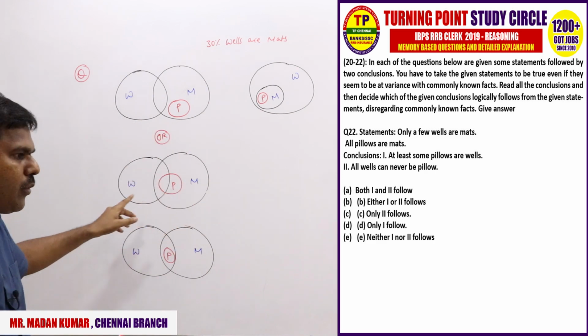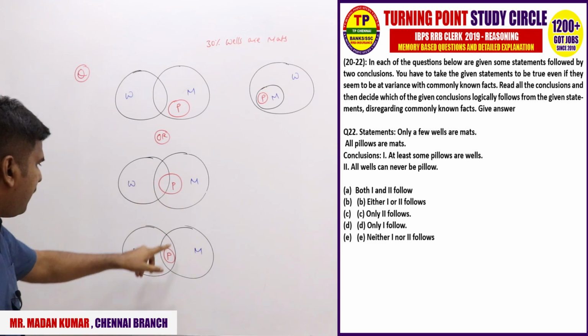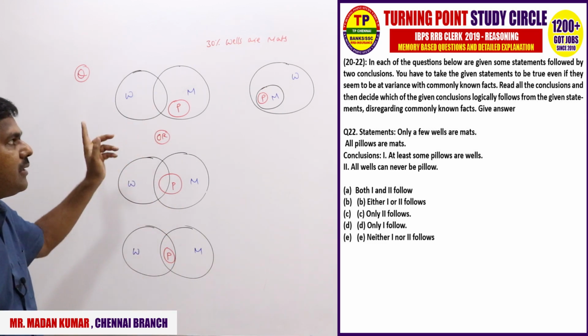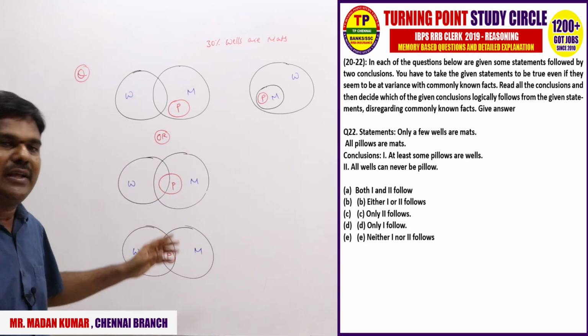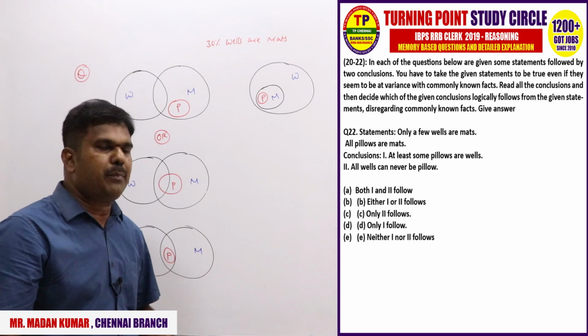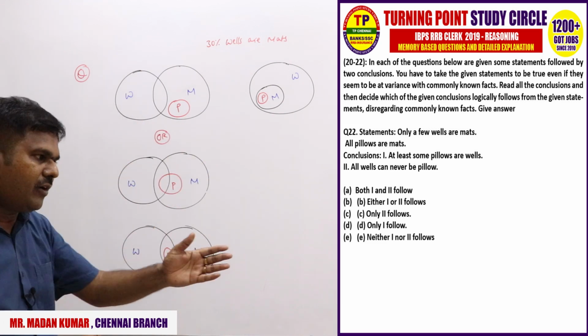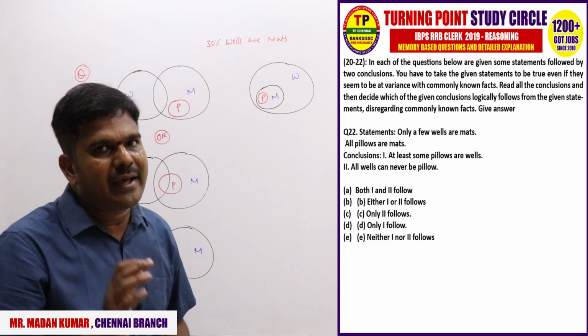So what is the next one? All wells can be pillows, no. All pillows can be wells is a possibility, but not all wells can be pillows. That is the reason all wells can be pillows is proved wrong in all the available diagrams, and all wells can never be pillow is a 100% right answer.